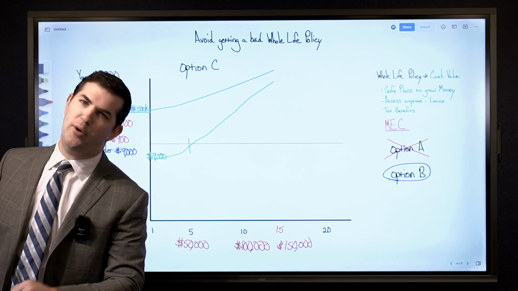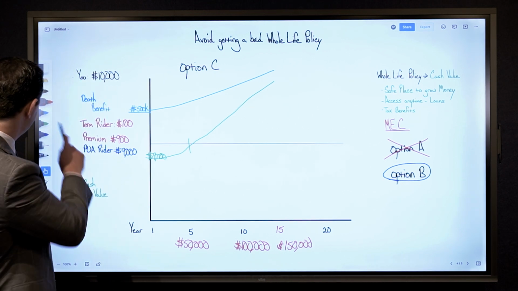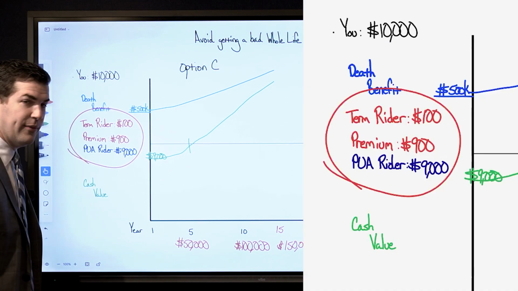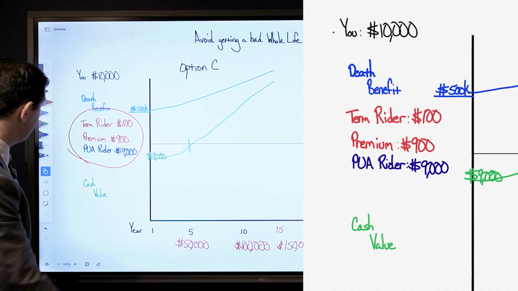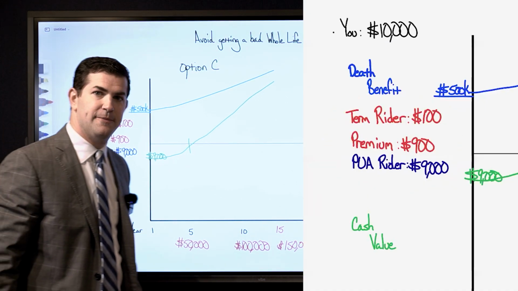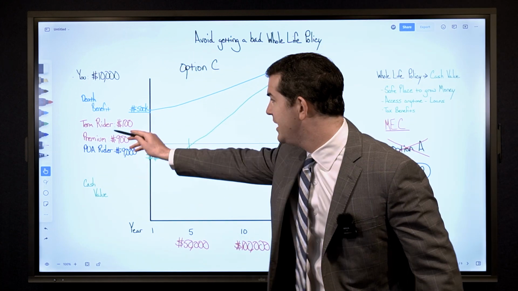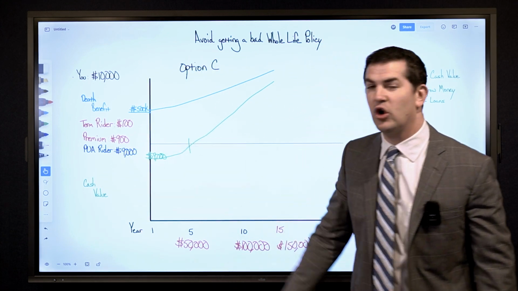And here's the cool part about this. With a policy set up like this, what do you think you're committed to? The full $10,000 that you said you wanted to pay? No, $1,000 per year, the premium and the term rider.